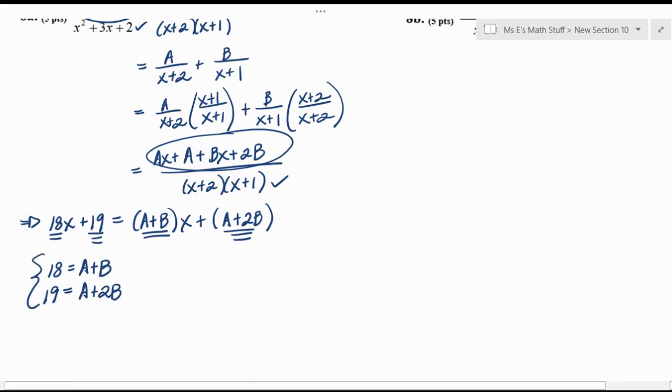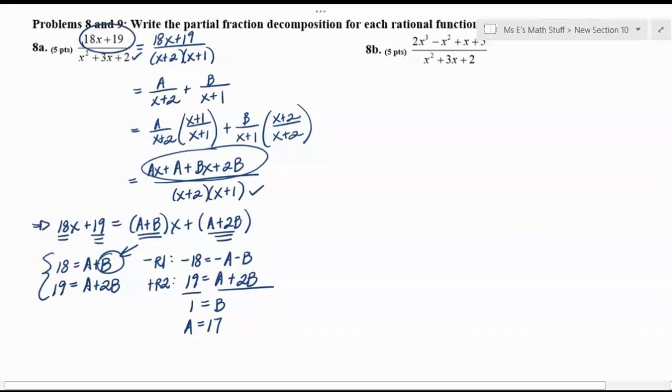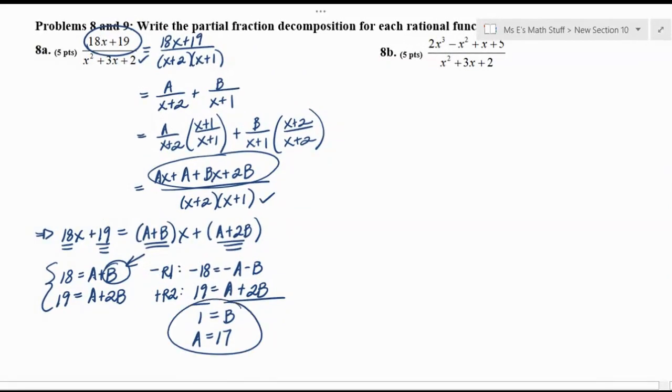Now it's just a matter of solving your system of equations. Elimination, substitution, whatever works for you. So I'm going to go ahead and do the opposite of row 1. And then I'm going to add it to row 2. There we go. So we'd end up with 1 is equal to b. And then a quick back substitution, I would just visualize it honestly. If you put a 1 in right there for b, you could see that a would have to be 17. So there we go. Now it's just a matter of taking these values and back substituting into your form over here.